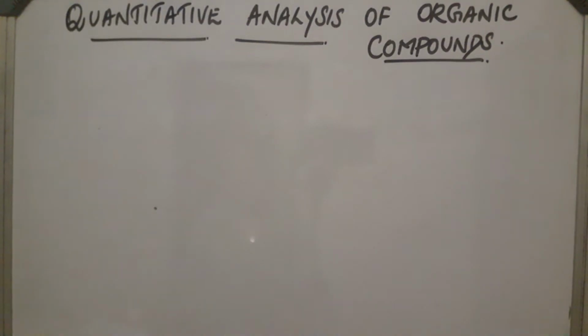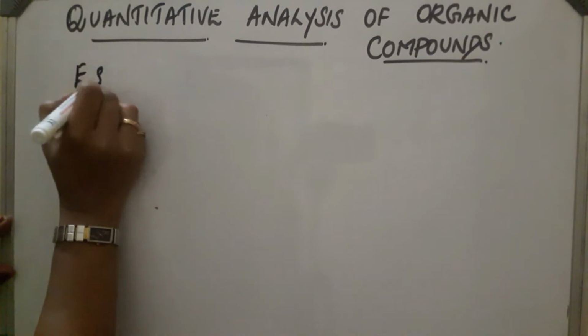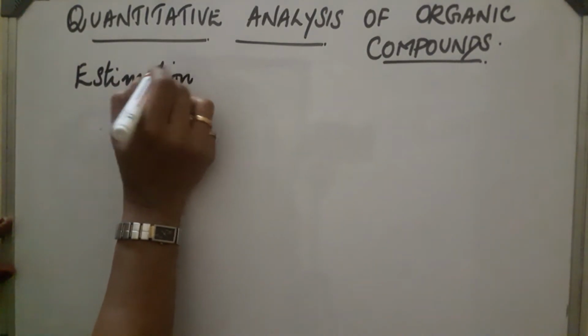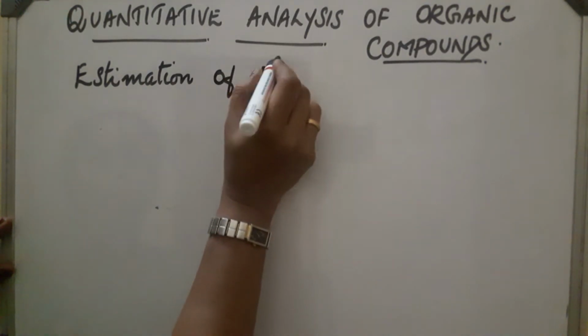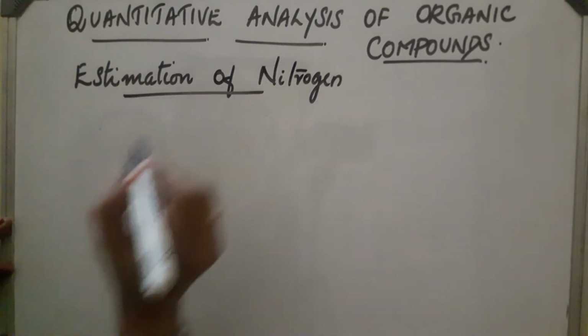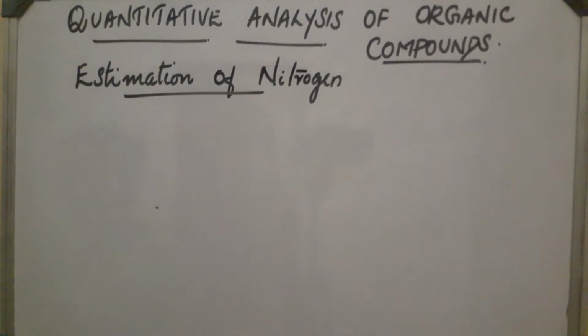Quantitative analysis of organic compounds. Next, estimation of nitrogen. There are two chief methods for the estimation of nitrogen.